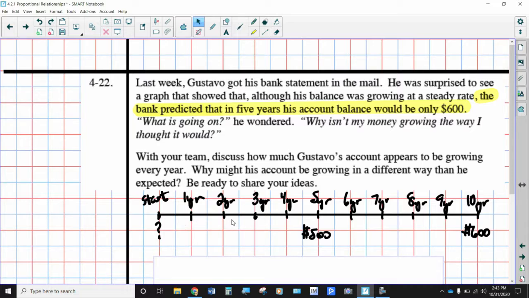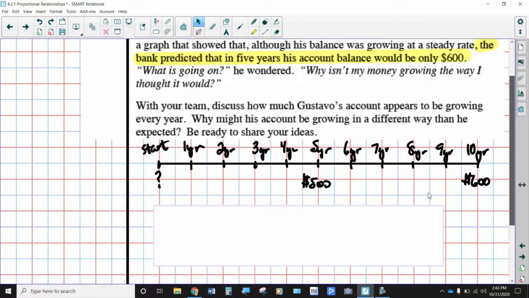So let's think about our scaling processes that we've learned, that we've done in our homework a few times. So from here to here, how much did it go up? To go from here to here, how much did it go up? How much does it appear to be going up per year? Go ahead and pause and then jot down the answer to this question.